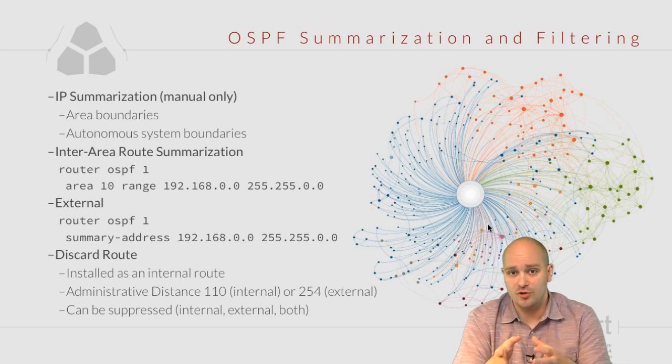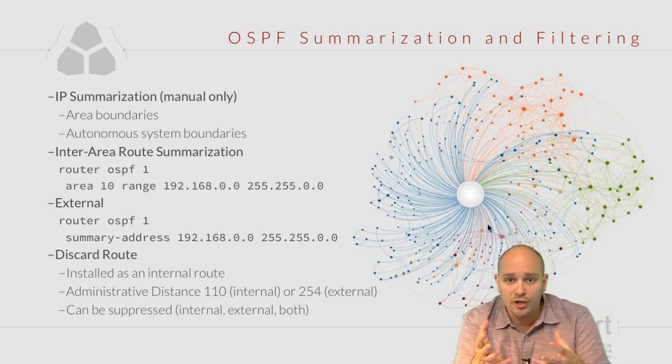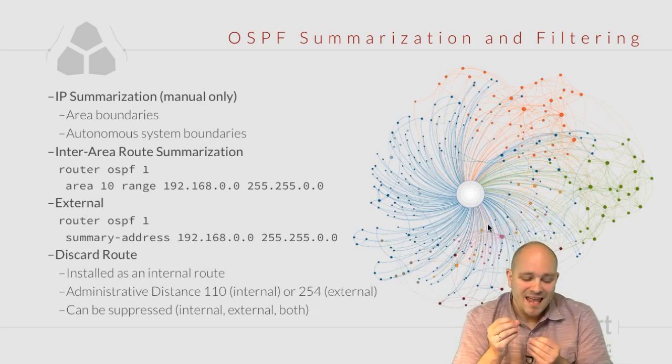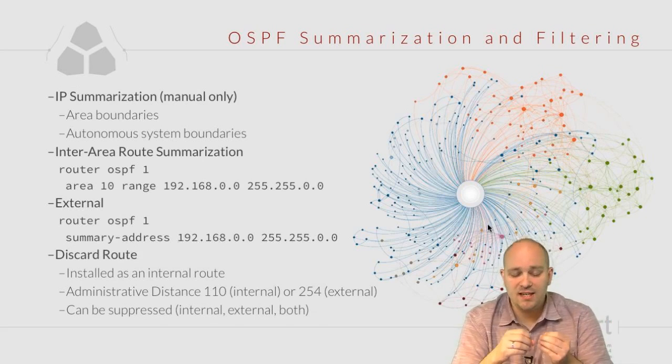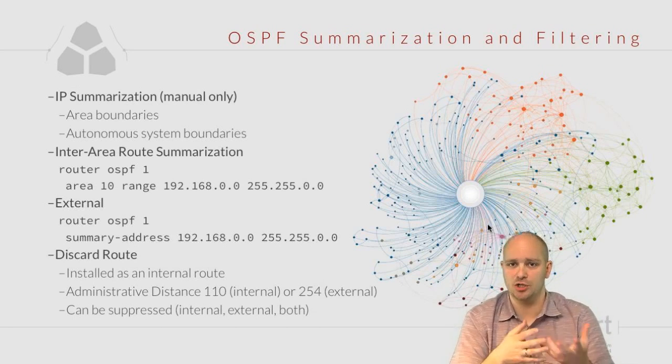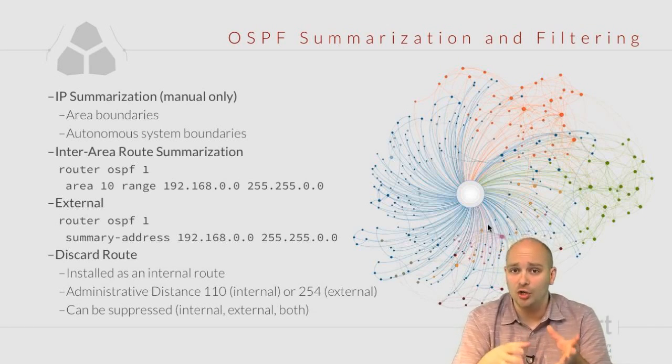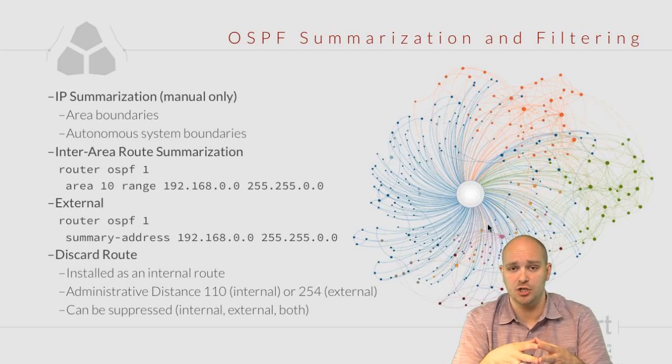That means that when you create the summary, either of the internal or the external routes, you are going to get the discard route. The discard route will be pointing to the null 0 interface. It will be always installed as an internal OSPF route, regardless of what you are actually summarizing. Are you summarizing external routes or are you summarizing inter-area routes? What you are going to end up having as the discard route in the local routing table of the ABR or the ASBR performing the summarization is always going to be an internal route.